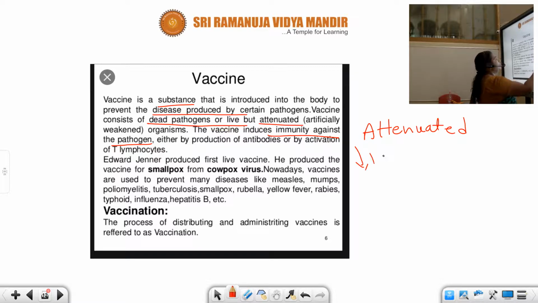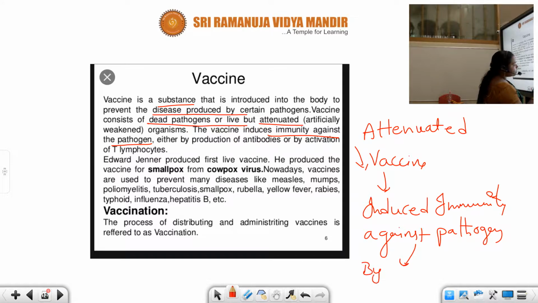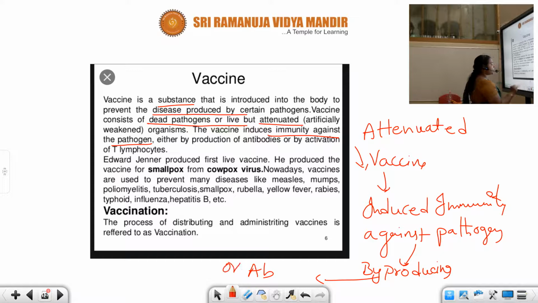See, this vaccine induces immunity against the pathogen by producing what and what? By producing antibodies, or by activating lymphocytes.